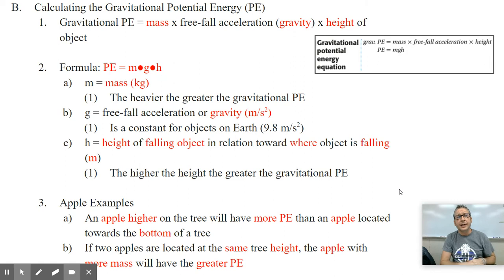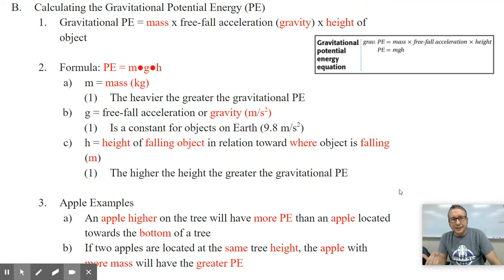So how do we calculate gravitational potential energy? Well, here is your formula to start off with. Again, you have this in your formula packet, so it's always good to have that packet with you. Gravitational potential energy, or as we call it, GPE or just PEg, depending which book you look at, is equal to the mass of the object times the free fall acceleration, which will always be gravity unless stated otherwise, times the height of the object relative to another point you are measuring to. So PE equals m times g times h.